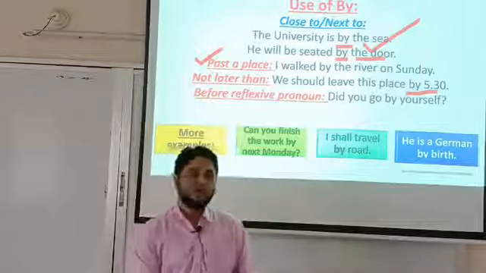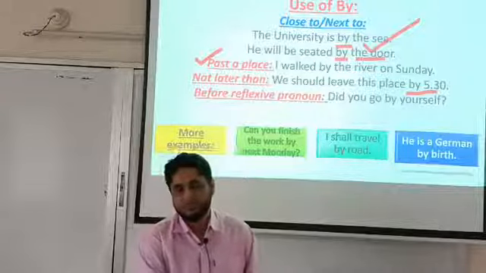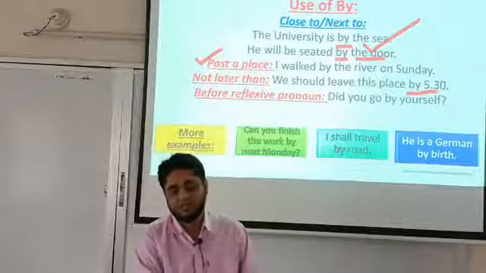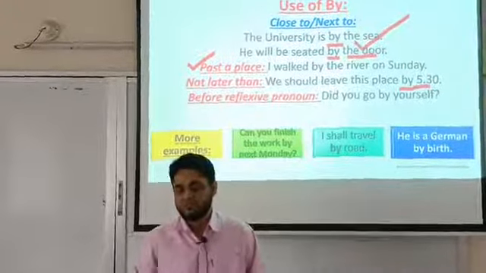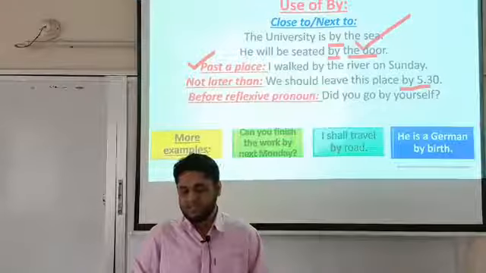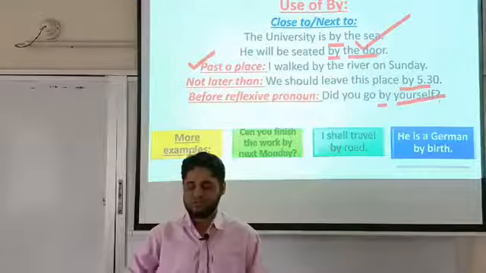So whenever you find such type of reflexive pronoun, you are suggested to use preposition by before it. So here the sentence is, did you go by yourself? Here we have used by because yourself is a reflexive pronoun. That's why we have used by.